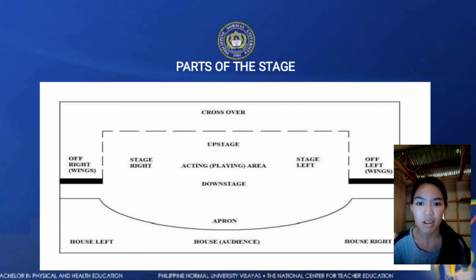Today, I'll be discussing the parts of the stage. So these are the parts of the stage. The first one is the crossover, next is the upstage, and then the acting or the playing area, and then the downstage, next is the apron, and then the house or the audience, where the audience plays. Next is the stage left and the stage right. Then the off wings left and the off wings right. And then the house right and the house left.